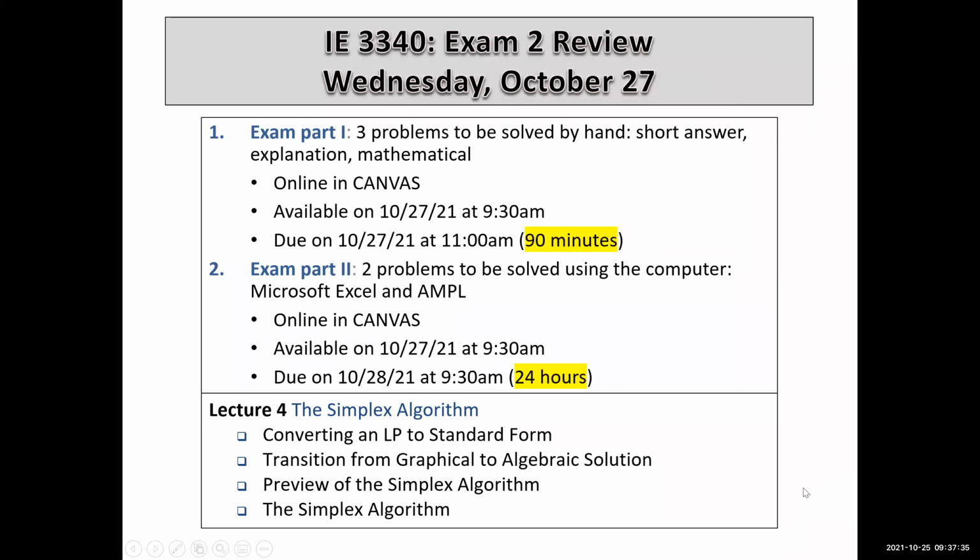So you have two problems to be solved using the computer. One of the problems I'm going to ask you to solve using Excel. The second problem you will be asked to solve using Ample. So you have 24 hours to implement this. I can ask you to formulate and solve the problem.